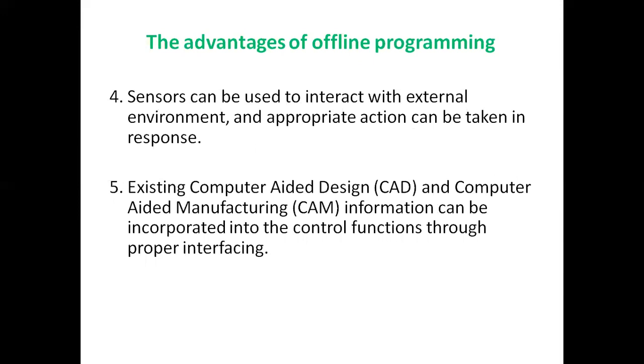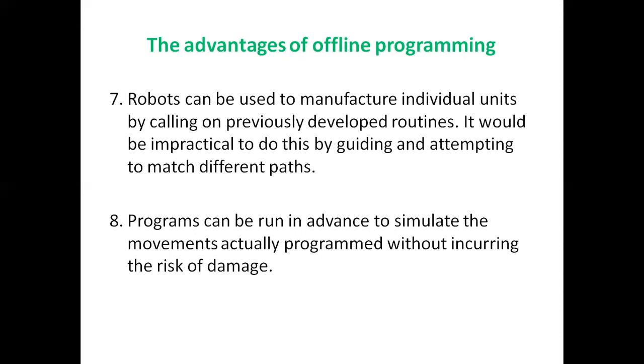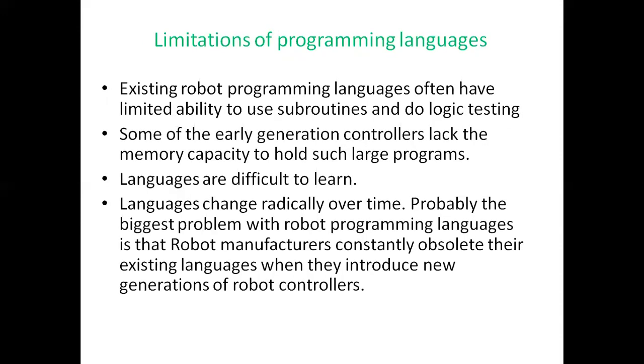So in continuation of that, we'll have a sensor which is used to interact with the external environment and appropriate actions can be taken in response. Existing computer-aided design and computer-aided manufacturing information can be incorporated into the control functions through proper interfacing. And the robots can be used to manufacture individual units by calling on previously developed routines. And also it would be practical to do this by guiding and adapting to match different paths. So the programs can be run in advance to simulate the movements actually programmed without incurring the risk of damage.